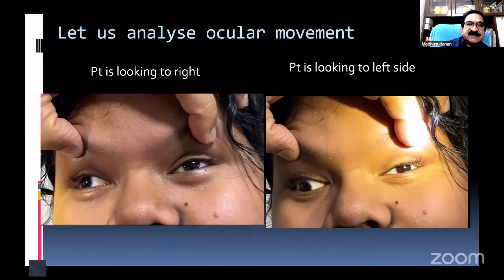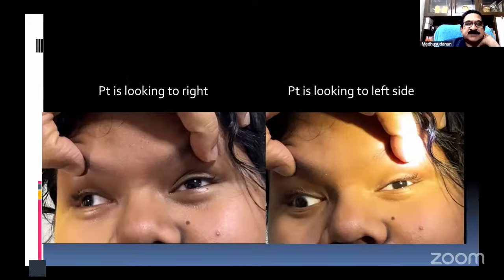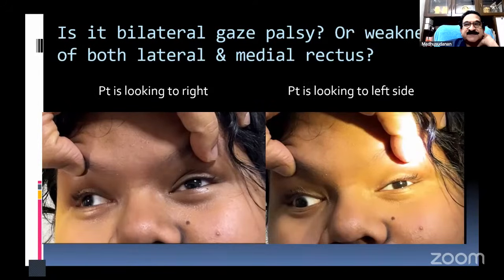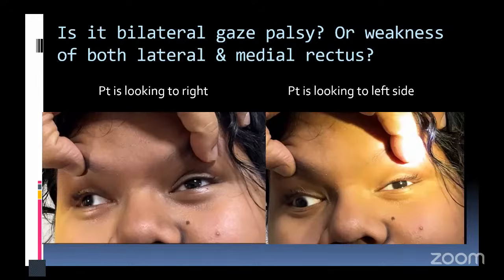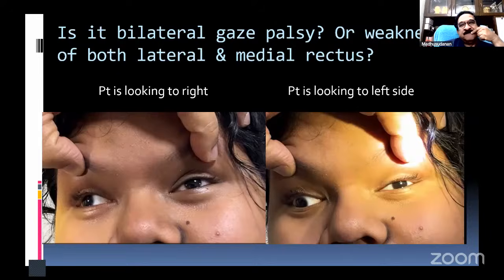So is it a right-sided gaze palsy, bilateral gaze palsy, or individual muscle paralysis? Okay, now patient is looking to the right side. Now the question is: is it bilateral gaze palsy or weakness of both lateral and medial rectus? I will sort out the issue now. Is it a gaze palsy or individual muscle paralysis? What would you like to do? So, Manoj, individual muscle paralysis.